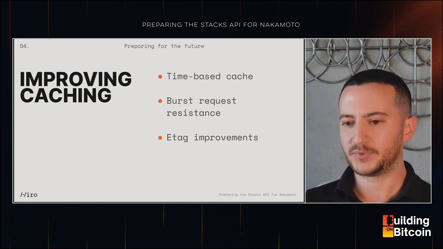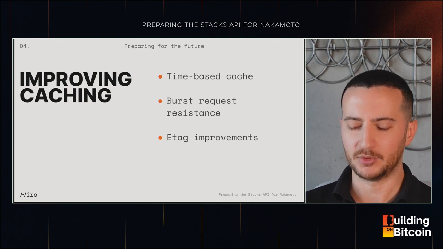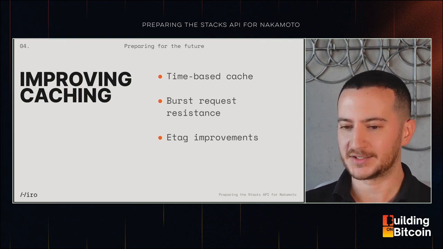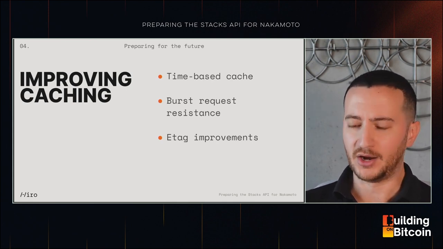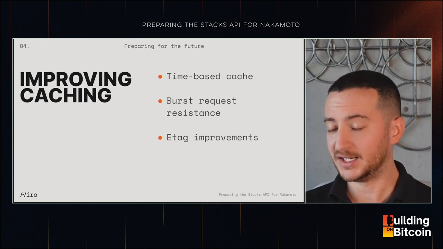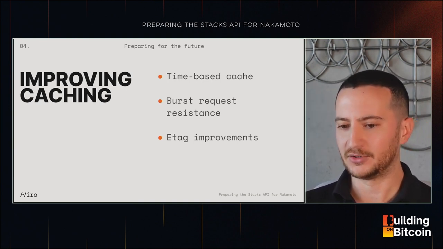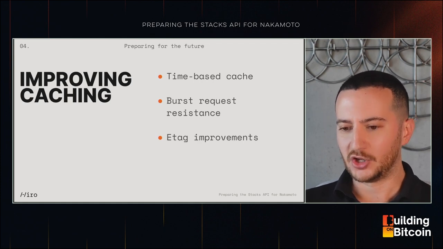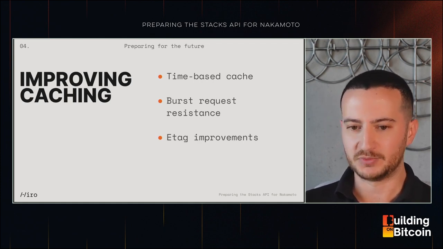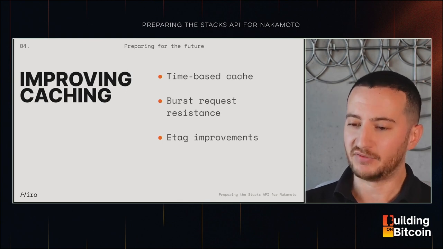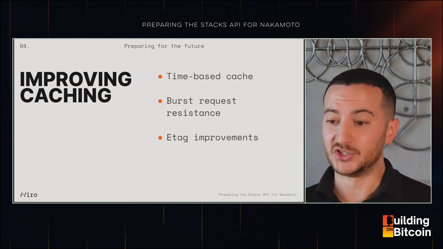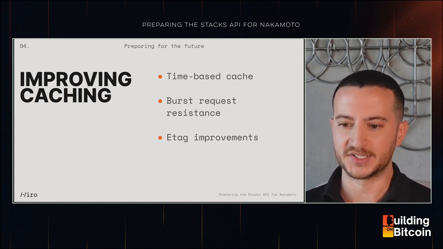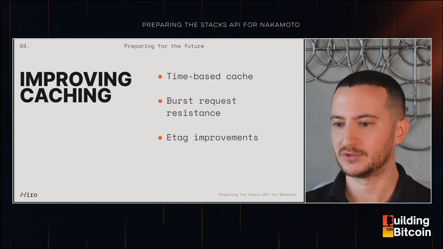We're also working a lot on resisting burst requests. So for example, if there's ever a DDoS attack or a massive spike in traffic, just suddenly, we want to be able to handle that traffic in the CDN or via load balancing on the API. And we're also doing a lot of improvements on individual ETags, which means that instead of the cache being revalidated with every new block, we can handle individual cache for individual transactions and accounts so that if they didn't change with the recent block, the CDN doesn't have to revalidate this cache, right?